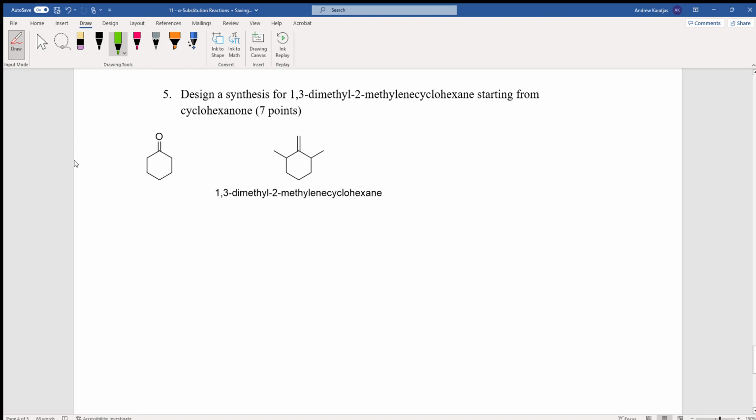Finally, question 5, we have a short synthesis. You can see that basically there are 3 things that we need to do. We need to add a methyl group on the left, a methyl group on the right, and then convert the carbonyl into an alkene. We know we can convert that carbonyl into an alkene in a single step. We can do that using a Wittig reaction.